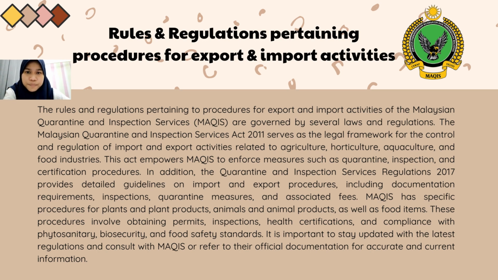explain it briefly. So the rules and regulations governing export and import activity of MAKIS encompass the procedures related to the inspection, quarantine, and certification of agricultural, livestock, and fisheries products. These regulations are put in place to ensure compliance with food safety standards, prevent the spread of pests and diseases, and maintain the quality and integrity of Malaysia's agriculture and fishery industry.